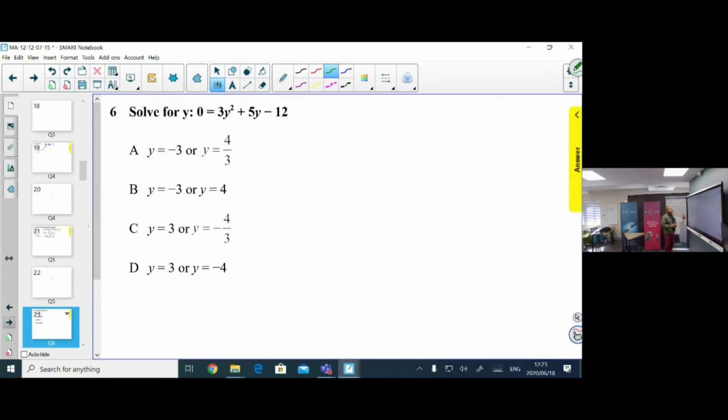Let's then venture into another question. So this one starts by saying 0 equals 3y squared plus 5y minus 12.